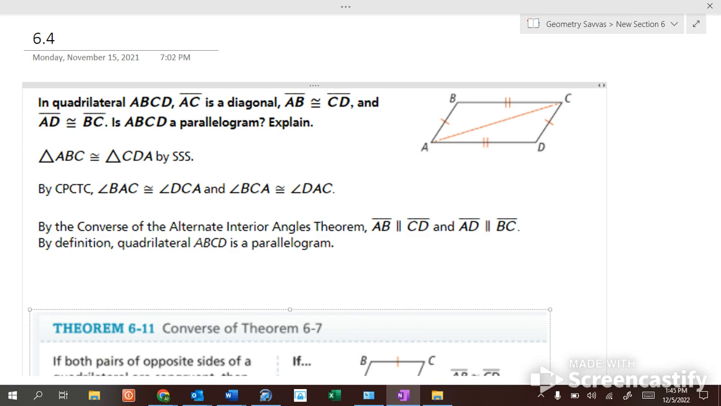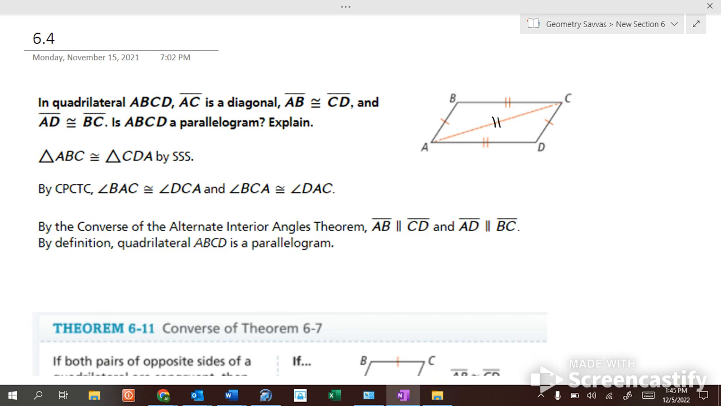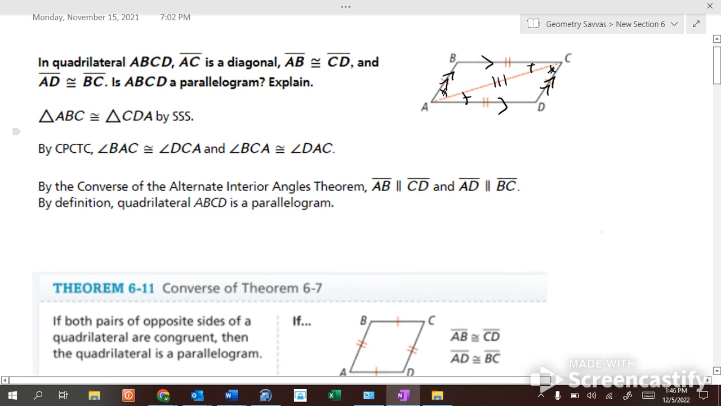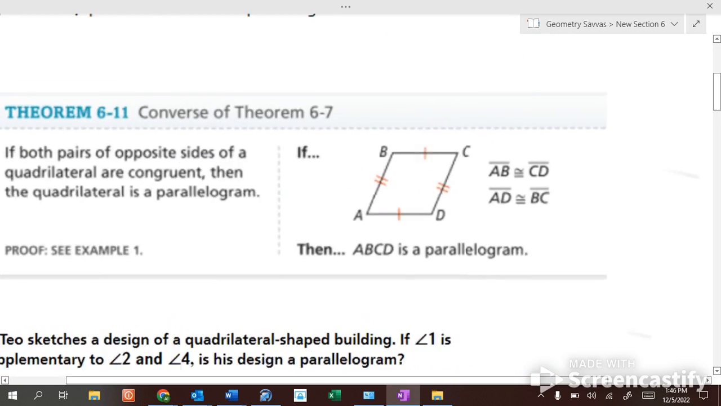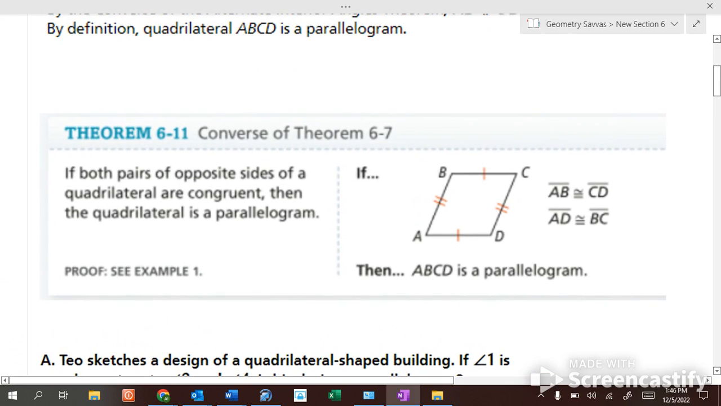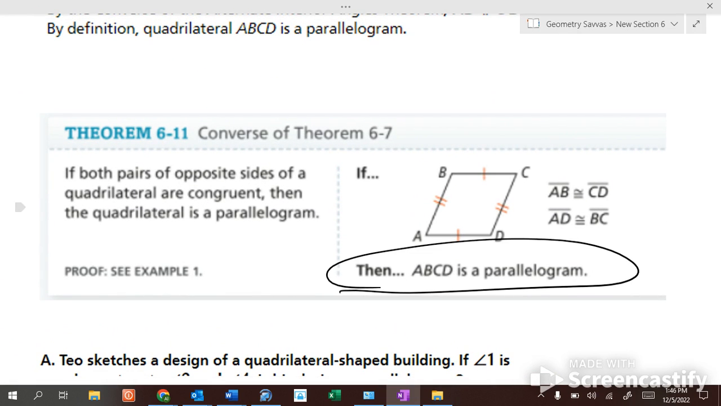If you have opposite sides that are congruent, you're going to have a parallelogram, because the diagonal makes two congruent triangles, which makes this angle congruent to this angle, which makes this side parallel to this side, and it makes this angle congruent to this angle, which makes this side parallel to this side. So then we have two sets of parallel sides, so then we have a parallelogram. So if we have opposite sides congruent, then we make a parallelogram.